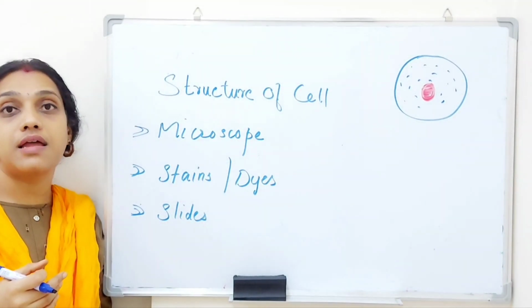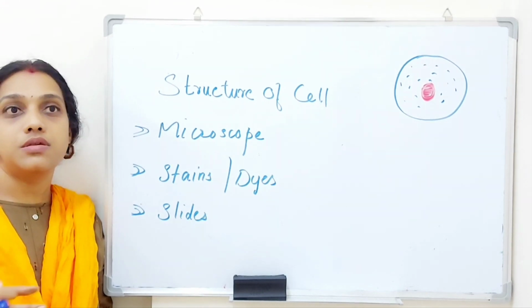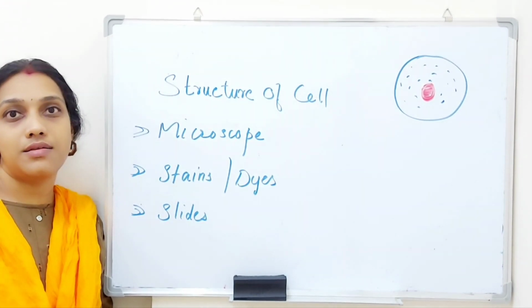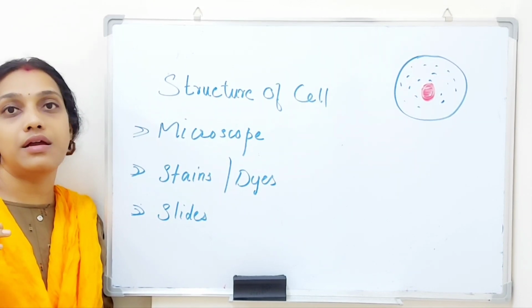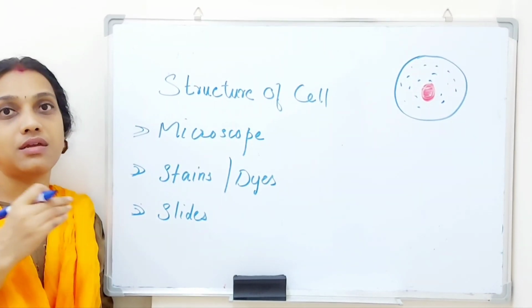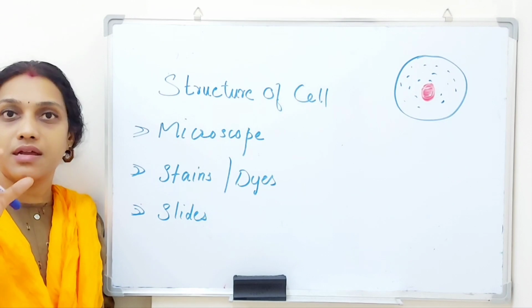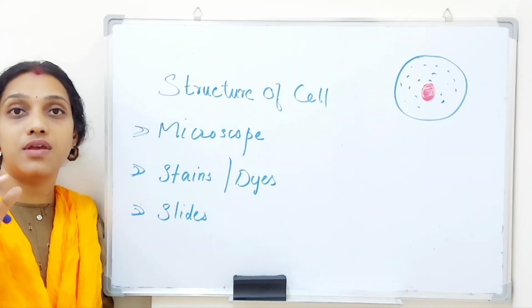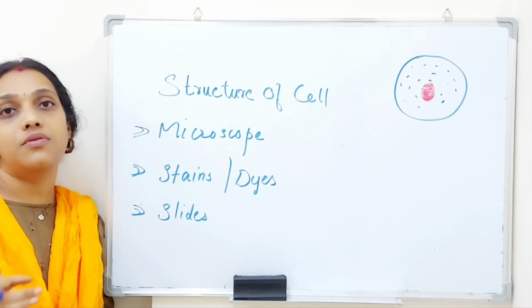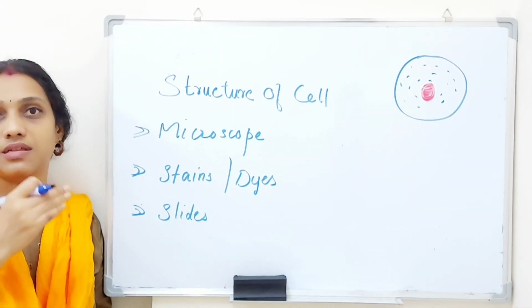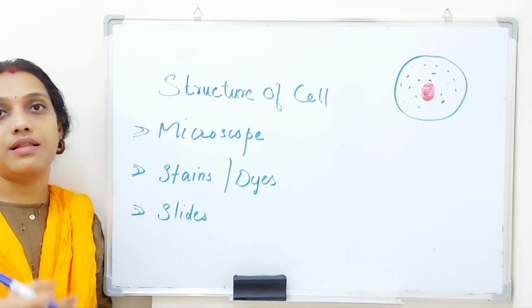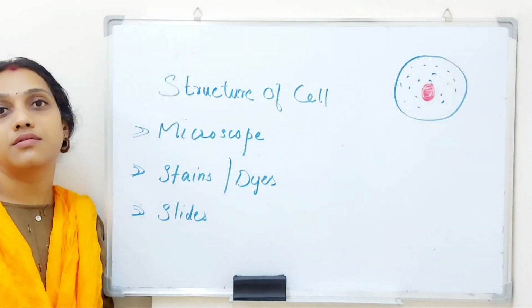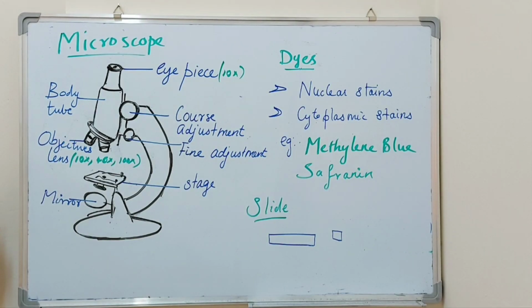Then comes the stains and dyes. Because these cells will be colorless in nature, we need to color them to see and differentiate the inner components of the cell. For that purpose we are using stains. Then comes the slide. That is a rectangular glass sheet on which we keep our specimen and view the material. So these are the three things that we need to study the structure of a cell in detail: microscopes, stains and slides. These are the three necessities that we need to study a cell structure in detail.